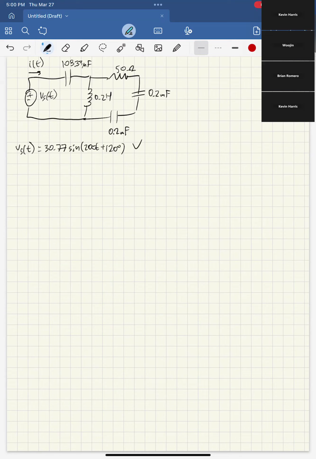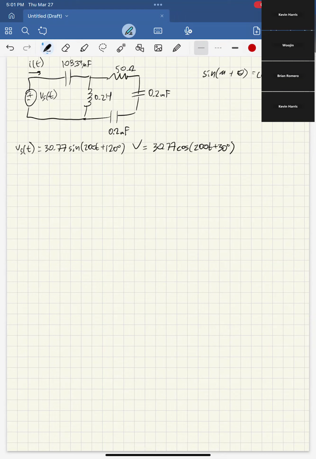Before we do anything, it's good practice to convert your sine into cosine. So we will start by doing that. If you forgot, sine of something plus theta equals cosine of that same thing plus theta minus 90 degrees. They are 90 degrees offset, and that is the relation. So here we can write this as 30.77 cosine(200t + 30), because 120 minus 90 is 30. Basically we just write everything in terms of cosine for purposes of this class.